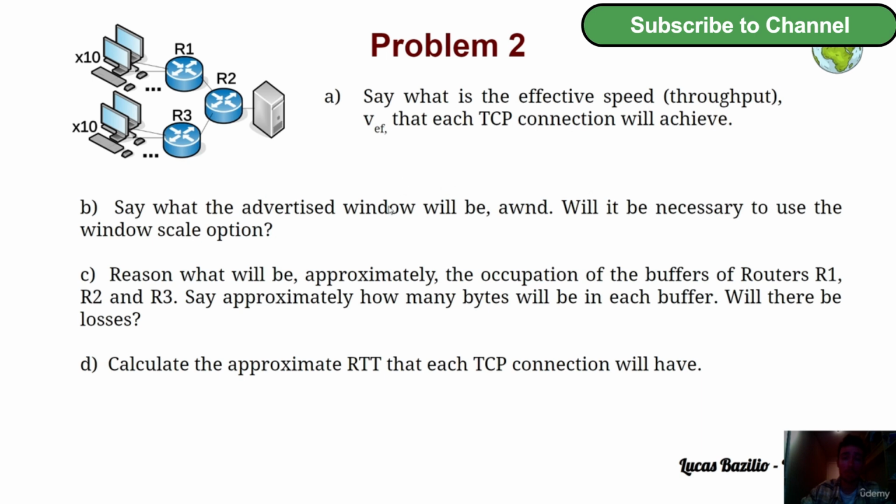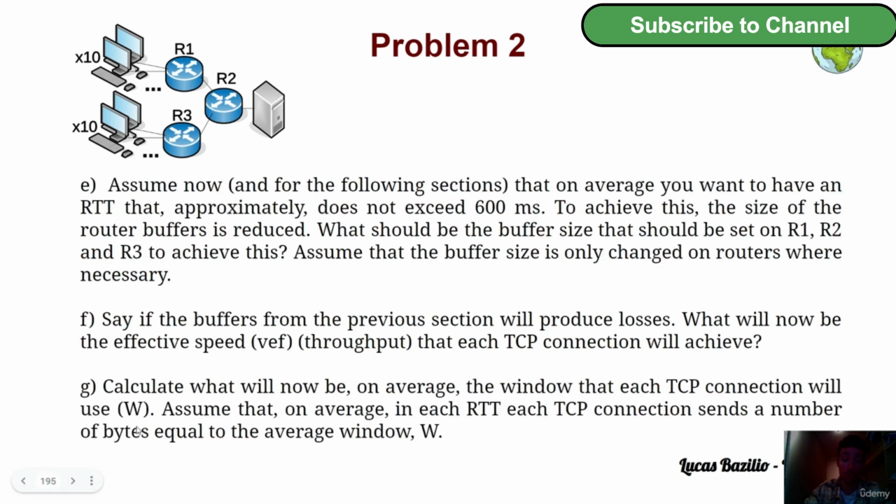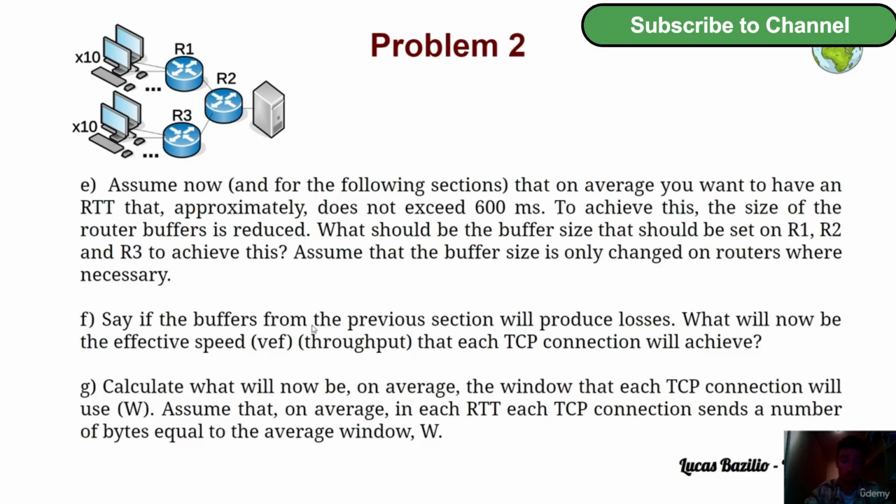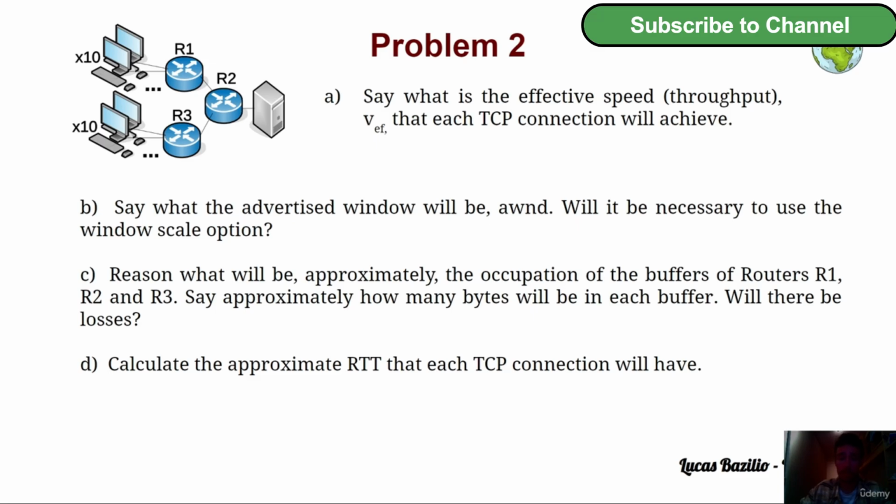In this problem 2, we have a collection of questions from question A until question G, together with H and I. In this lecture, we are only going to solve question A. Question A states: what is the effective speed, that is, the throughput, that each TCP connection will achieve? This effective velocity, VF, is what we need to calculate.